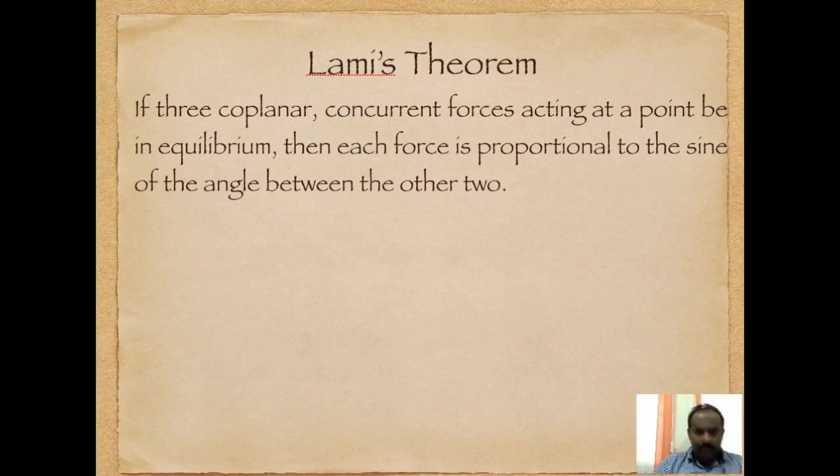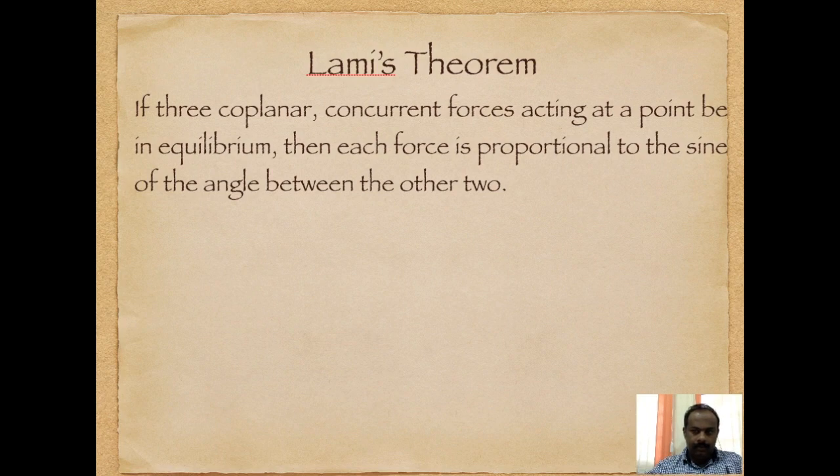Hi, now let's look at Lami's theorem. Suppose you have three coplanar concurrent forces acting at a point B in equilibrium, then each force is proportional to the sine of the angle between the other two. So now let's look at the meaning of it.